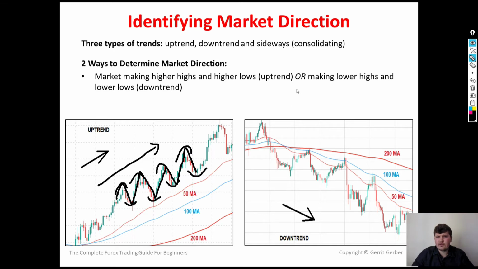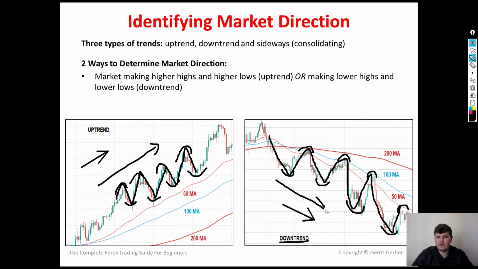And for downtrends, it's the vice versa of uptrends, where the market makes lower highs and lower lows. You can see here's a high for this specific pair. It's making a lower high, lower high, lower high, and then a lower low, lower low, lower low. So it's bouncing from the lows to the highs, and that is on a clear downward path.